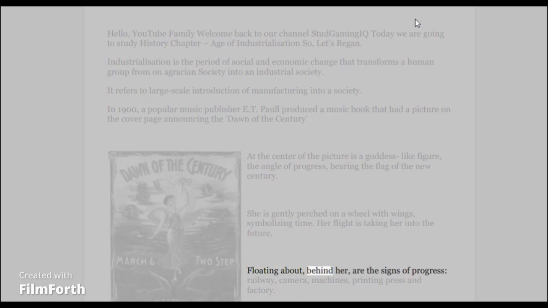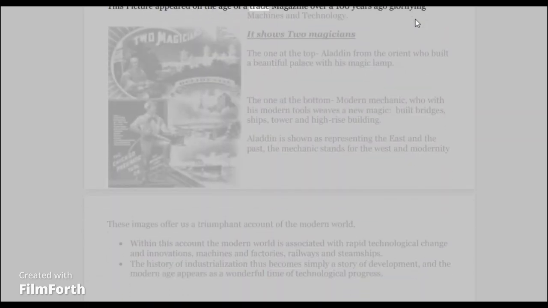Floating about, behind her, are the signs of progress: railway, camera, machines, printing press and factory. This picture appeared on the Age of Trade magazine over 100 years ago, glorifying machines and technology. It shows two magicians. The one at the top, Aladdin from the Orient, who built a beautiful palace with his magic lamp. The one at the bottom, the modern mechanic, who with his modern tools weaves a new magic, built bridges, ships, towers and high-rise buildings.